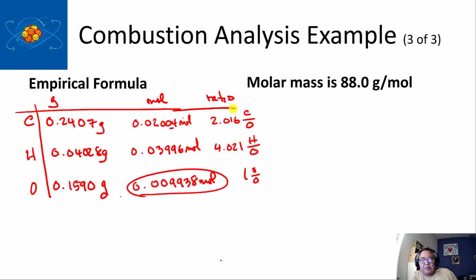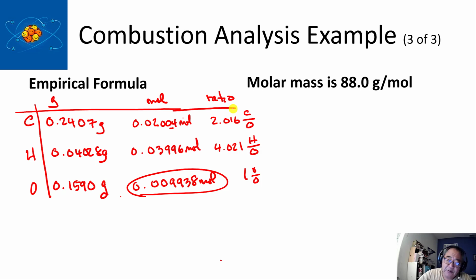Okay, so those are the ratios worked out. I got the moles just divided by molar mass. Notice how small the numbers are, right? This is kind of how it is with combustion analysis. And a lot of analysis in general, we don't work with large quantities anymore. So it's okay that you get these tiny numbers. Sometimes people are uncomfortable with that.